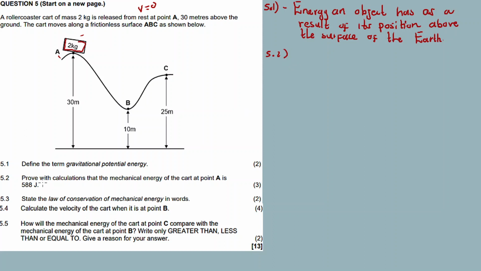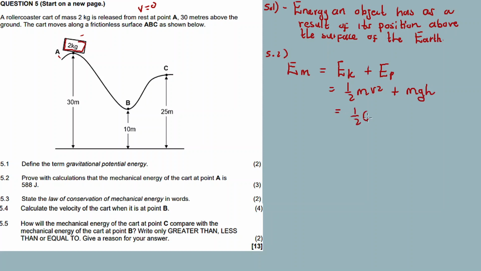Prove by calculation that the mechanical energy of the cart at point A is 588 joules. So mechanical energy, let's say EM to represent the mechanical energy, is equal to the sum of kinetic energy and the potential energy. So it's 1 over 2 mv squared plus mgh.